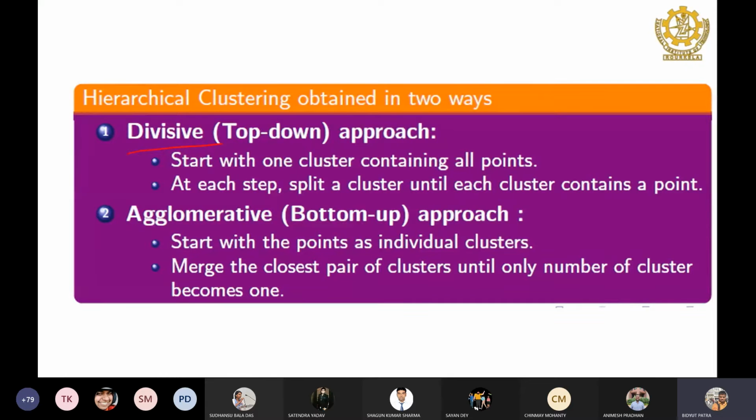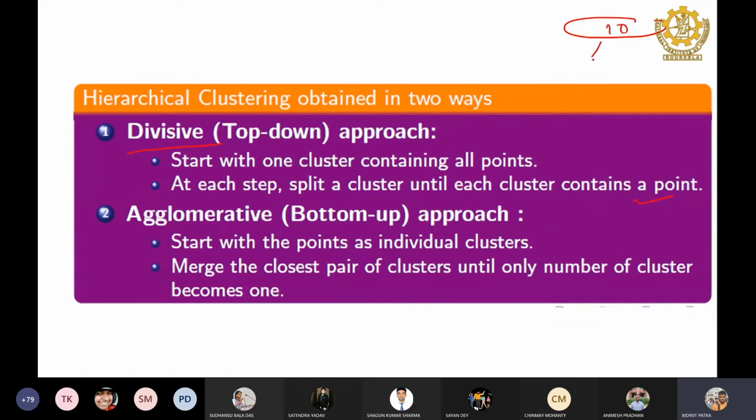Say suppose you have 1000 points. Consider this entire data set as a single cluster, and then you divide the data set into two clusters, then from two clusters to three clusters. In the next step, you form four clusters and so on. Each step splits a cluster until each cluster contains a single point. So you start with, let's say, 10 points.